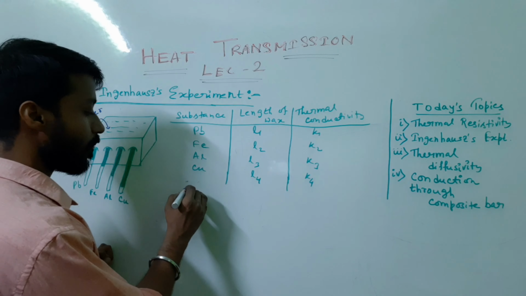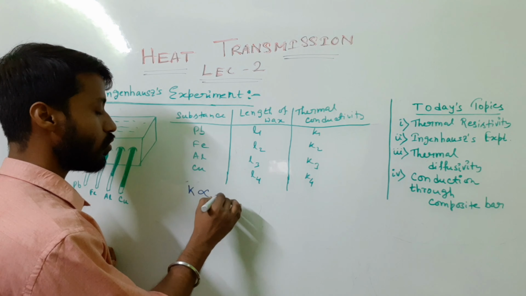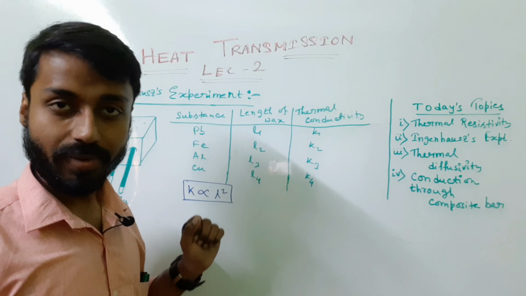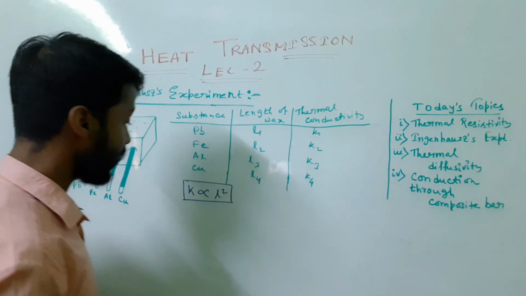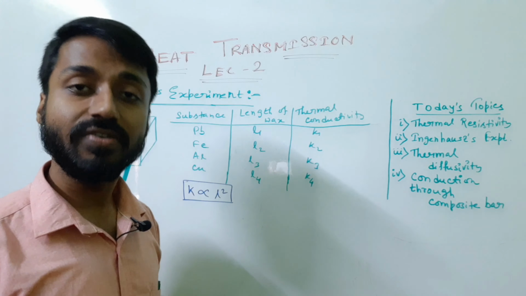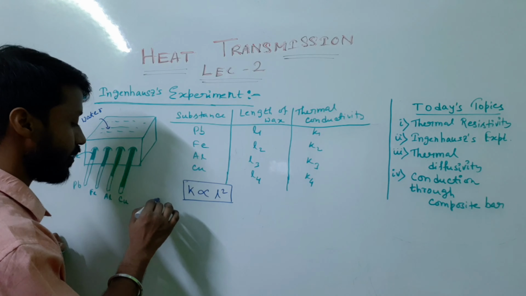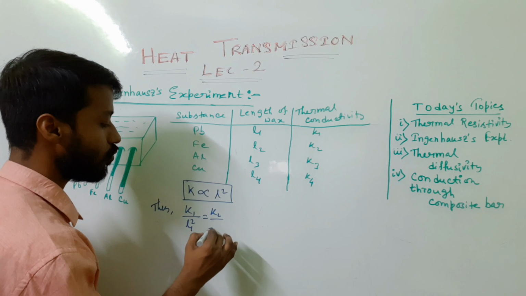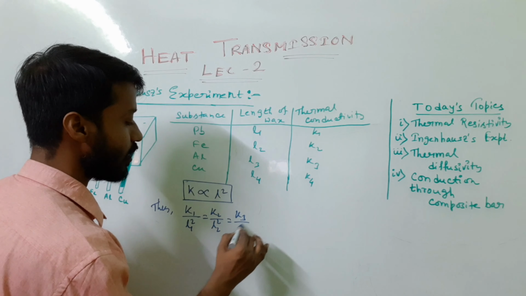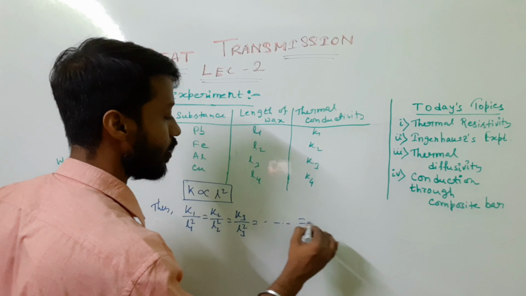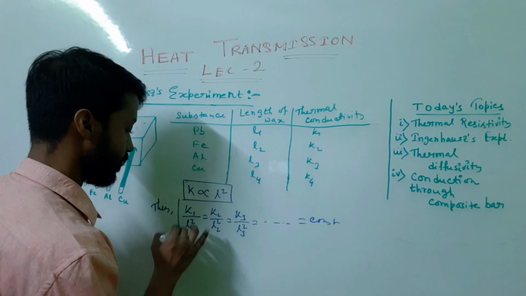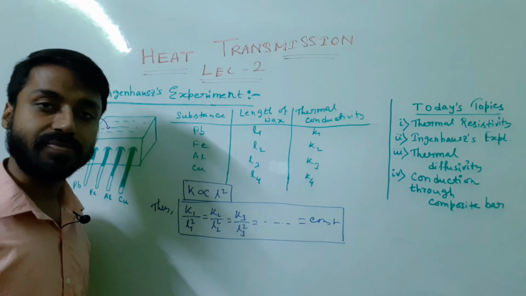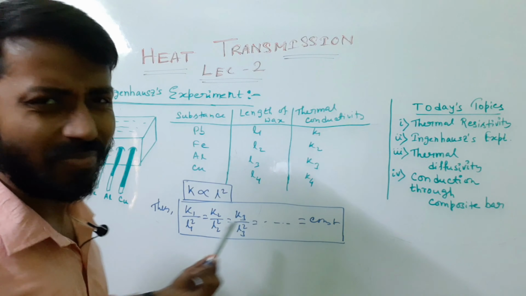He observed that conductivity K is proportional to the square of the length of the wax, K proportional to L square. This is the result of his experiment, which says that conductivity of different materials is different. Thus K1 by L1 square equals K2 by L2 square equals K3 by L3 square and so on, which is constant. So this is the result of Ingenhausz experiment. That's simply a basic experiment.